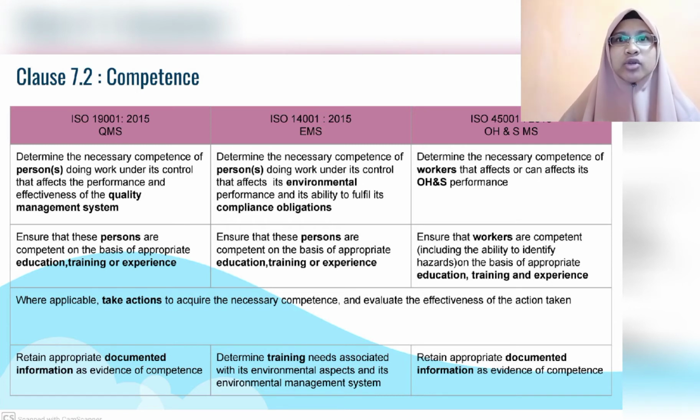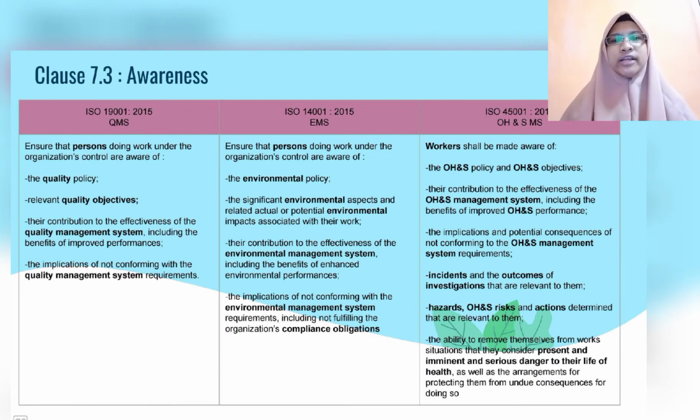For ISO 9001, the organization shall retain appropriate documented information as evidence of competence. Also the same with ISO 45001. And for the ISO 14001 Environmental Management System, the organization shall determine training needs associated with its environmental aspects and its environmental management system. Clause 7.3 Awareness.